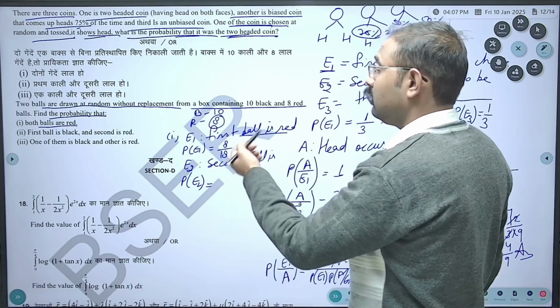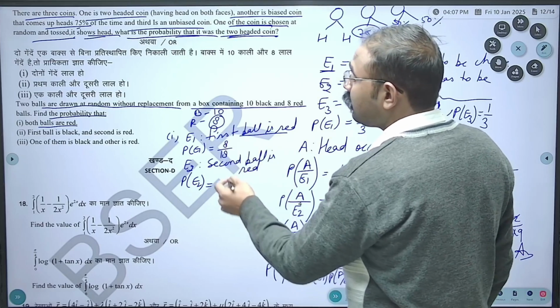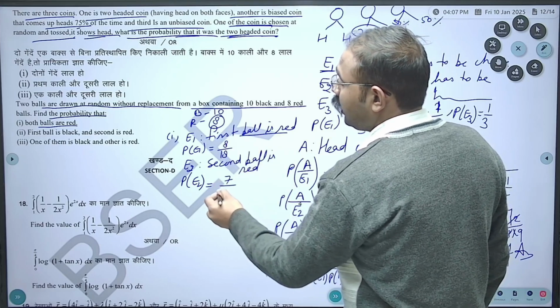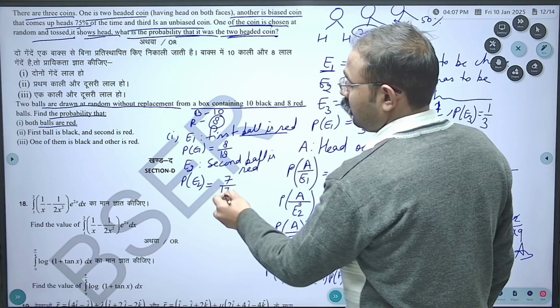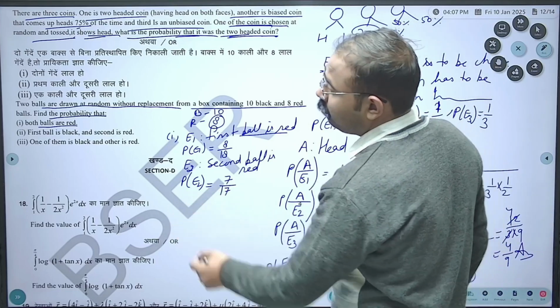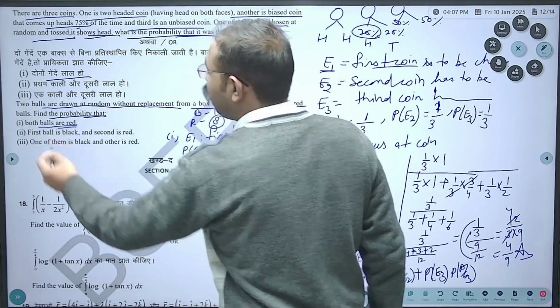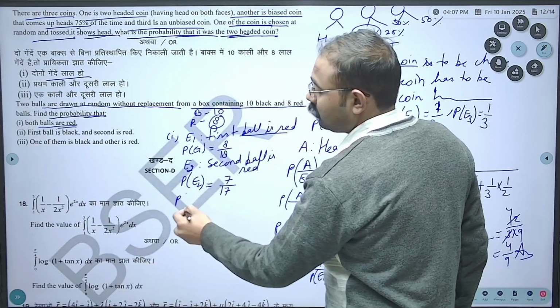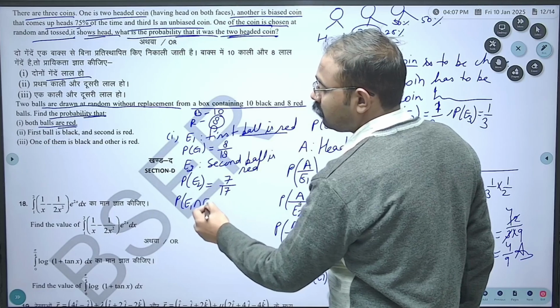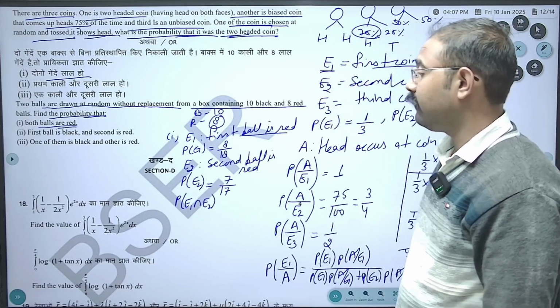Now one ball has been taken out and kept outside the bag. Now the total red balls remaining are 7 and the total balls are 17. Now we are finding the probability of getting both red balls. Both balls are red. Both are independent events, meaning the occurrence of one does not affect the other.